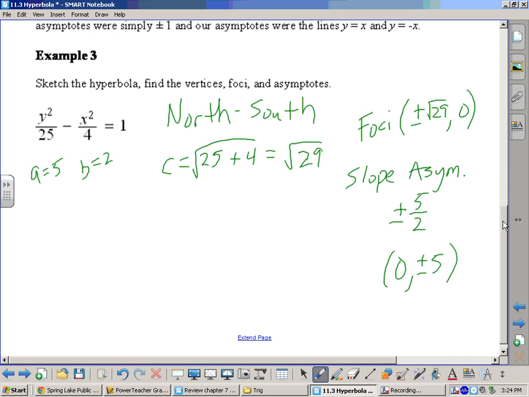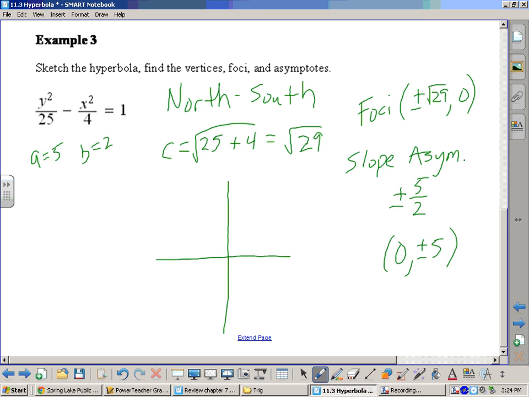Now we can sketch a graph based on where this information is. So we can look at 0 plus or minus 5. So we can go 1, 2, 3, 4, 5. There's a vertice. 1, 2, 3, 4, 5. There's a vertice. That's basically where the curves will pass through. The foci, which we identified to be the square root of 29, is going to be somewhere up in here, and somewhere down in here, plus or minus. Those are only used for sketching when you use a different method to sketch it.